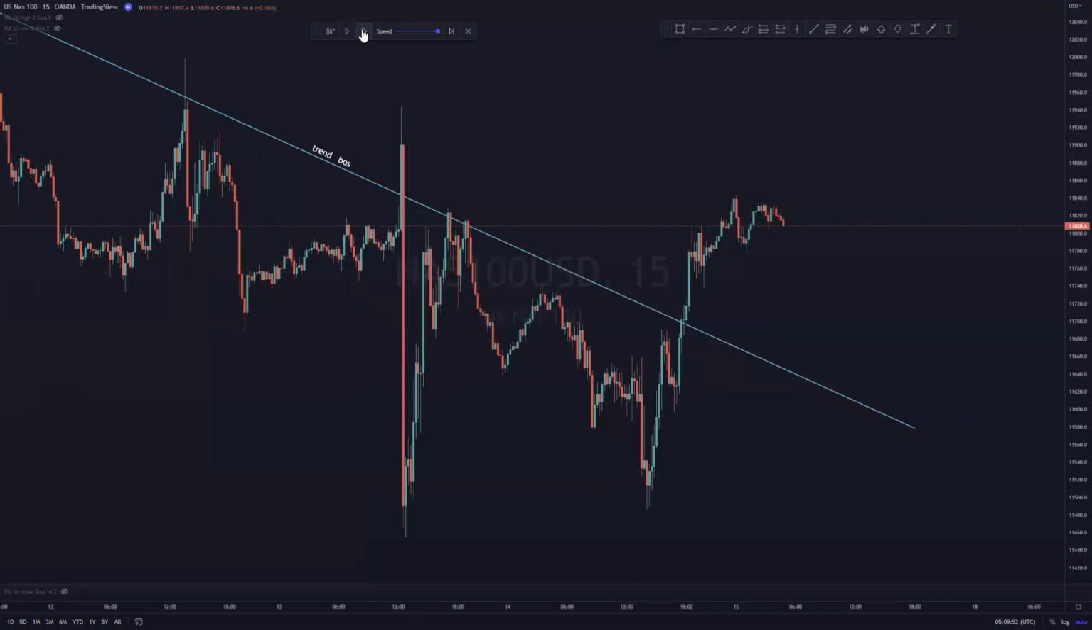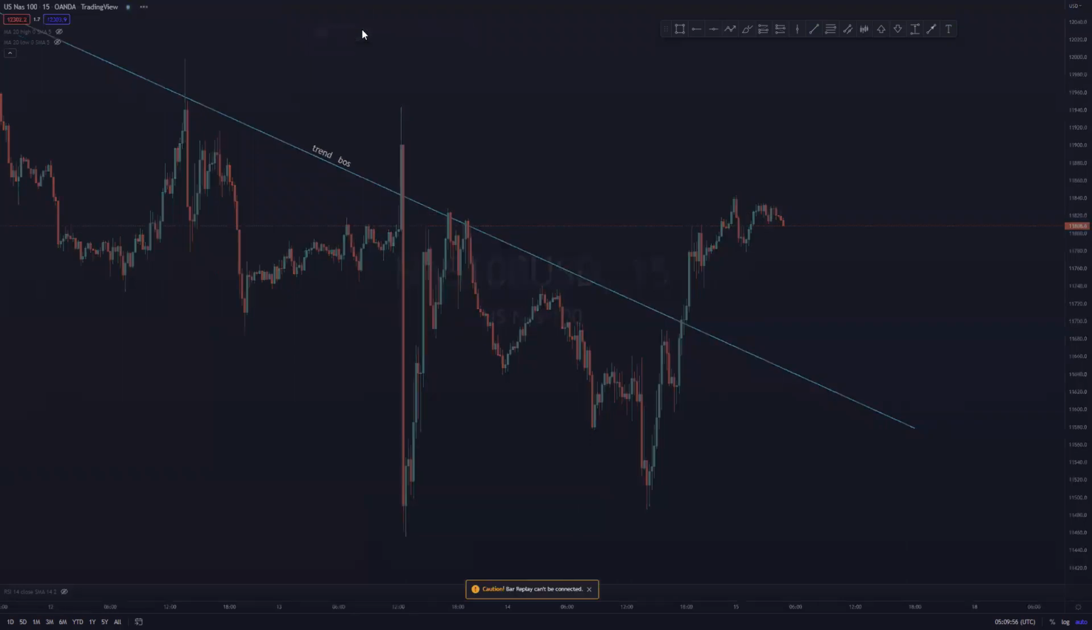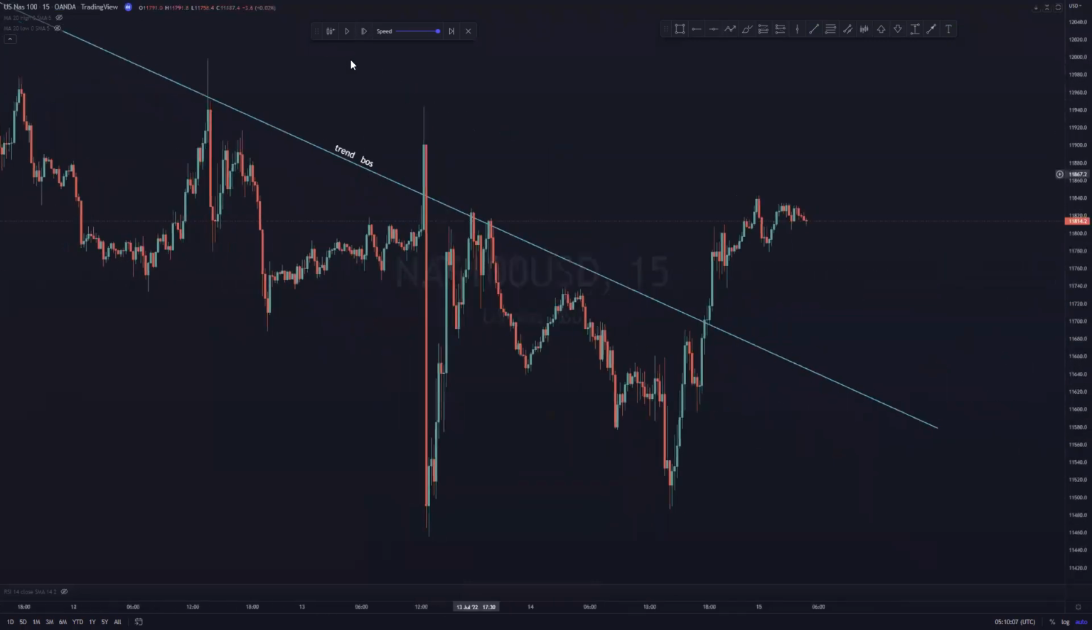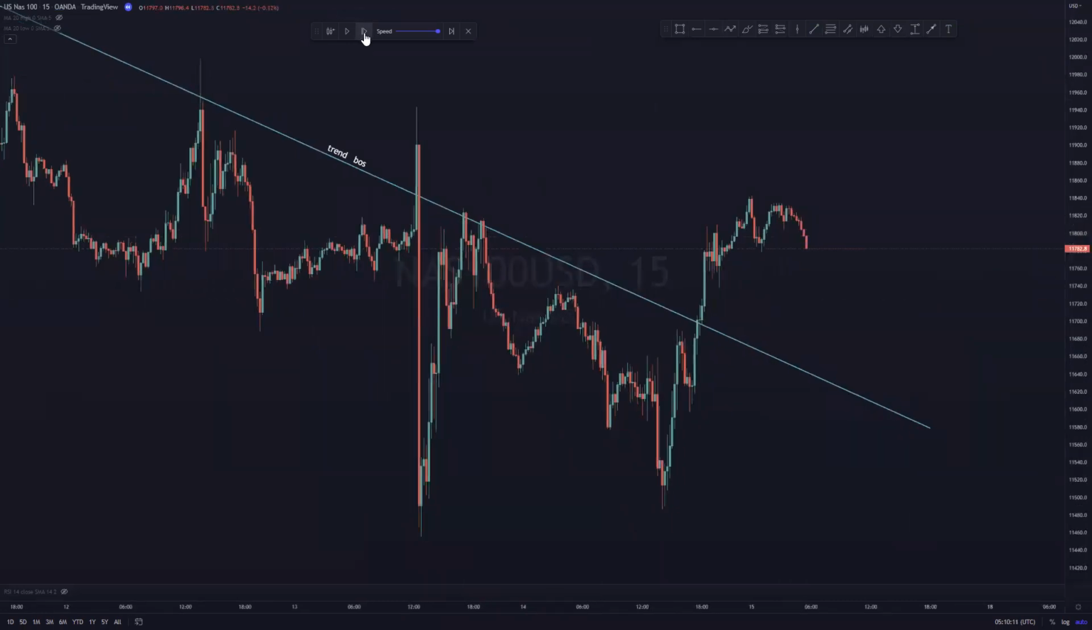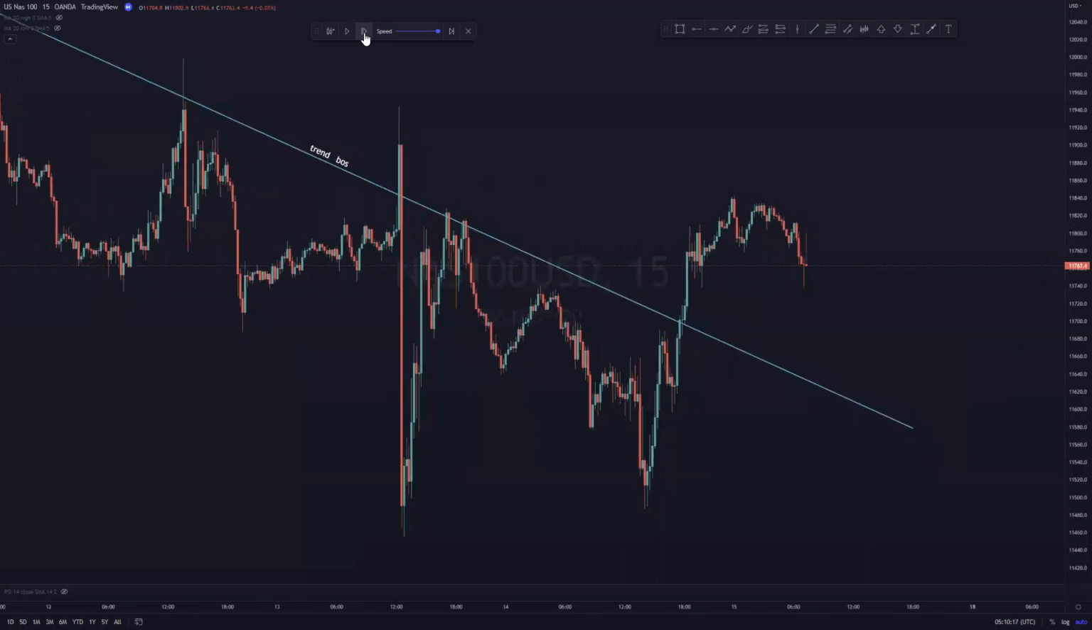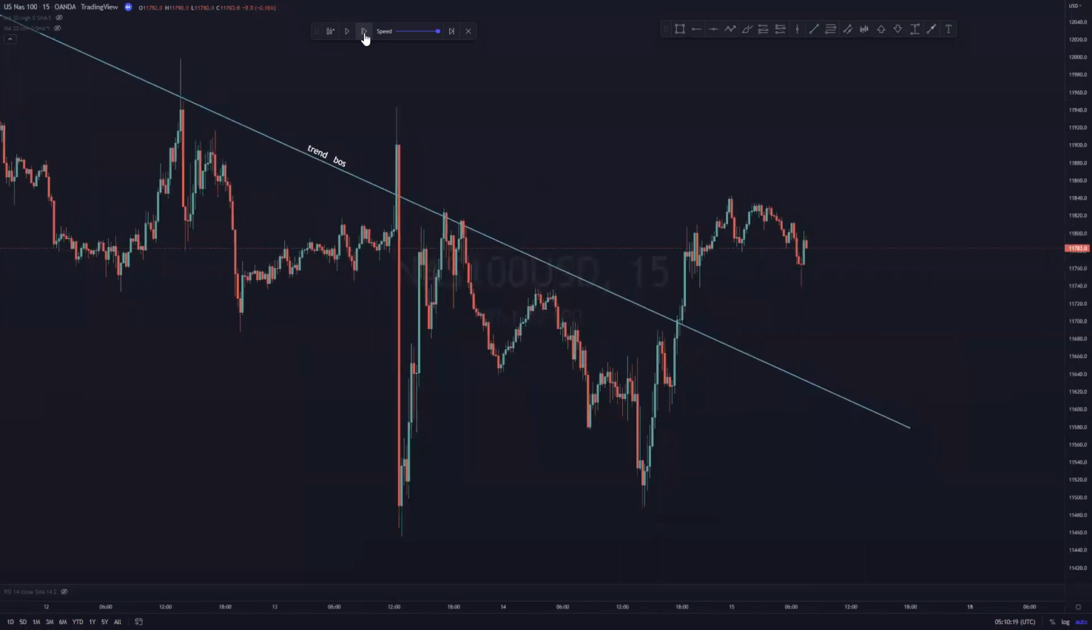So we need to continue to see if we are going to get the entry on this 15 minutes time frame. So we are looking for a pullback.